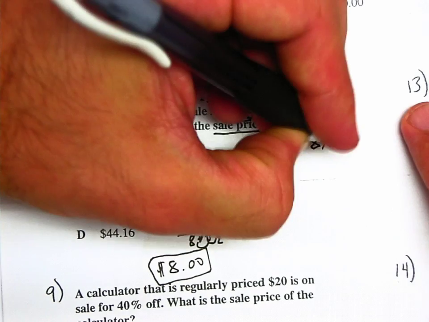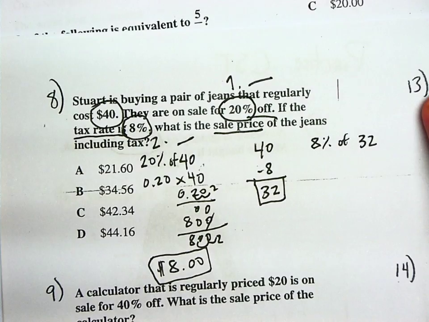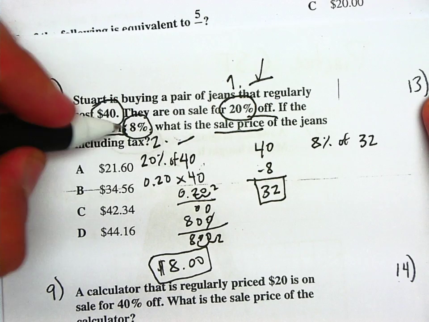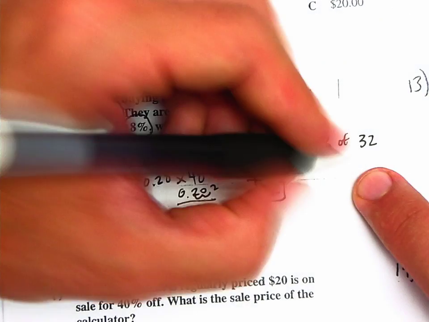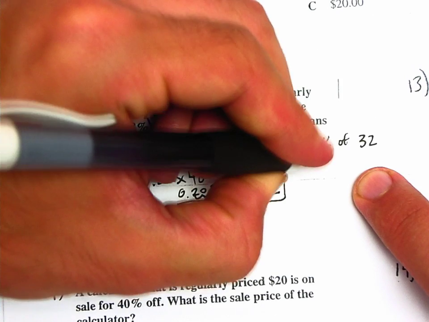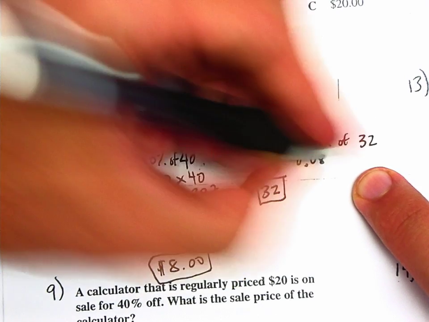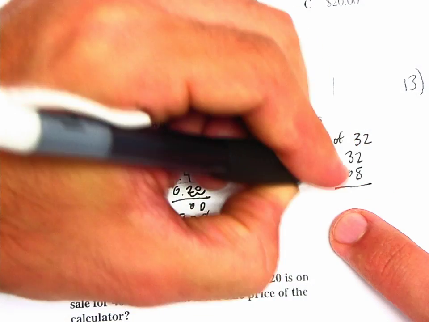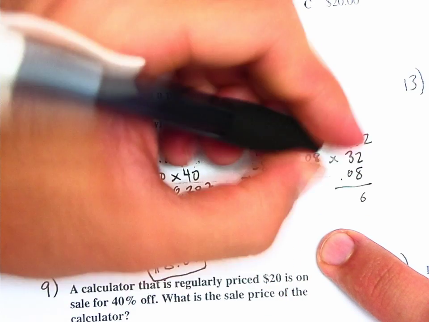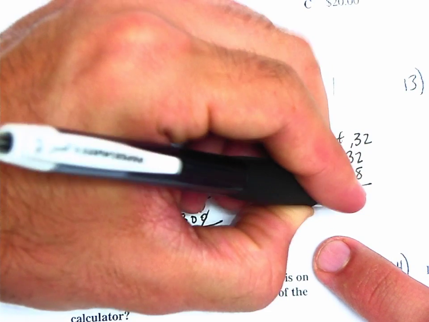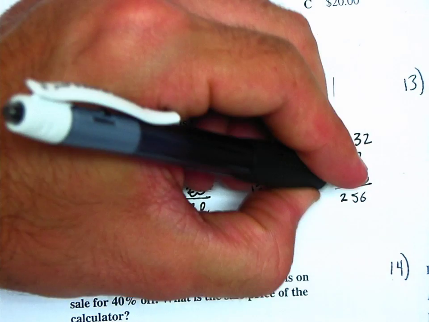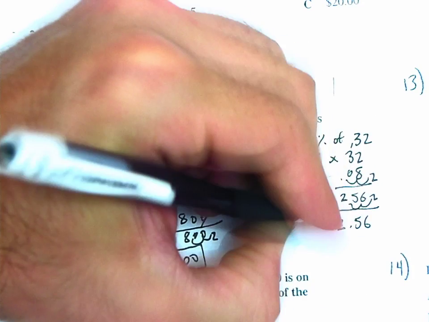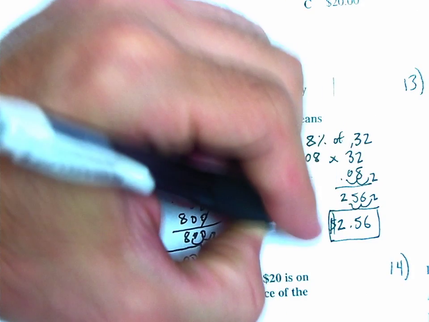I know I need to find 8% of $32 because I want to figure out step 2 because I already did step 1. I want to figure out step 2 of finding this 8% tax. So 8% of $32 is really, if I turn it into a decimal, 0.08 or 8 hundredths times 32. I'll multiply 0.08. 8 times 2 is 16. 8 times 3 is 24 plus 1 is 25. And I need to move my decimal 2 places. So the tax is $2.56. That's the tax.